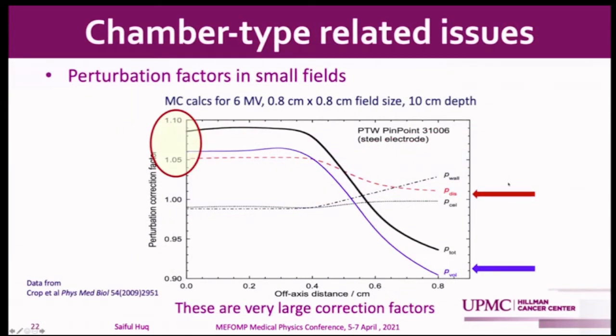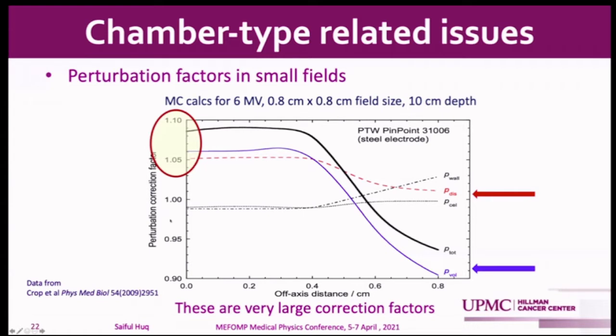That is not the case. What I show you here is an example in a small photon beam. You can see here the plot of the off-axis variation of the perturbation factors for a PTW pinpoint chamber 31006 with a steel electrode, for a 6 MV beam, 8 millimeter by 8 millimeter, at 10 cm depth.